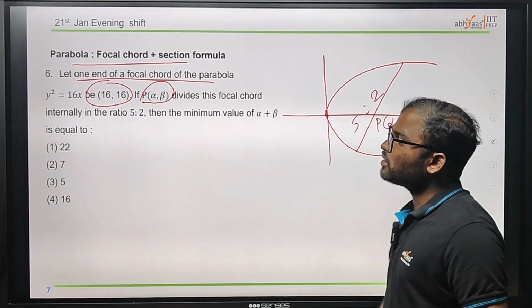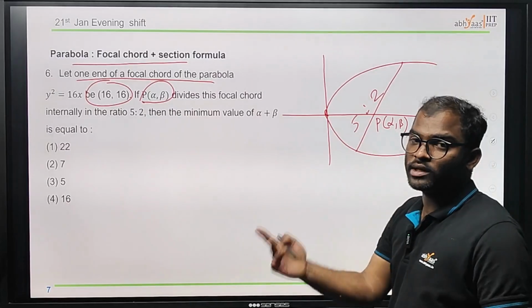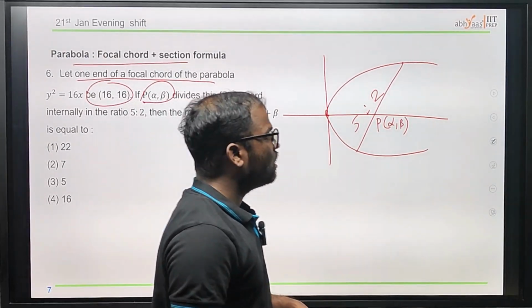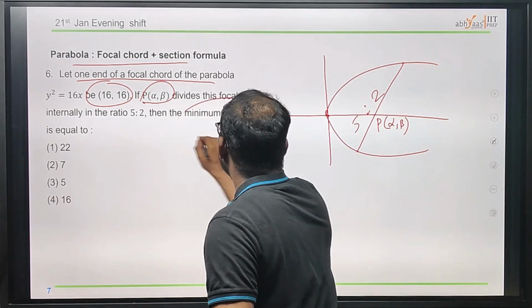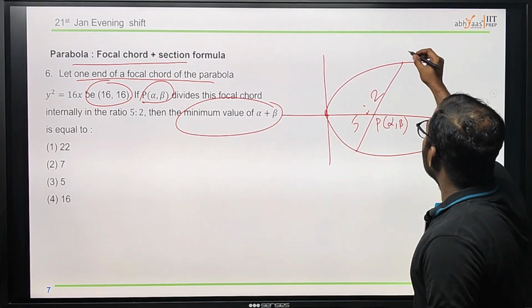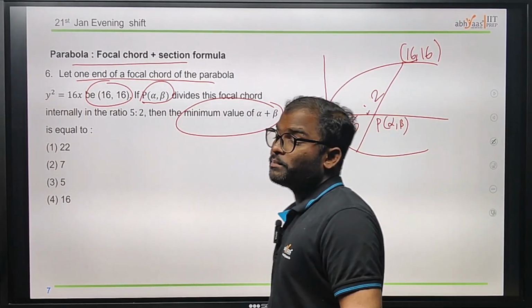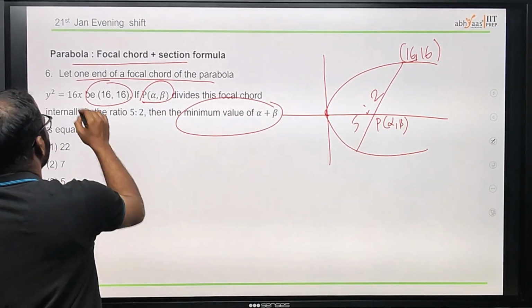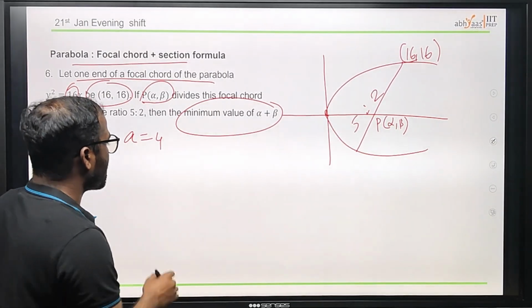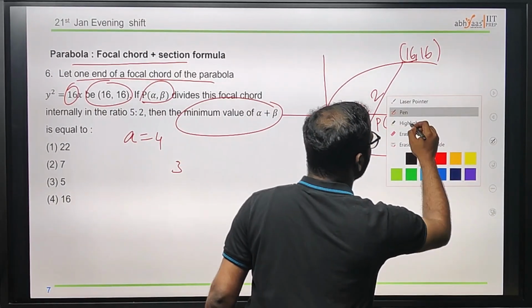In this question they didn't say how it is dividing: either 5:2 or we can have 2 cases, which is 2:5. We have to check which one has the minimum value of alpha plus beta. First, see that we have 16 comma 16 here. Now we need to use the parametric equations. By using this, we have a equal to 4, since we have 4 here.